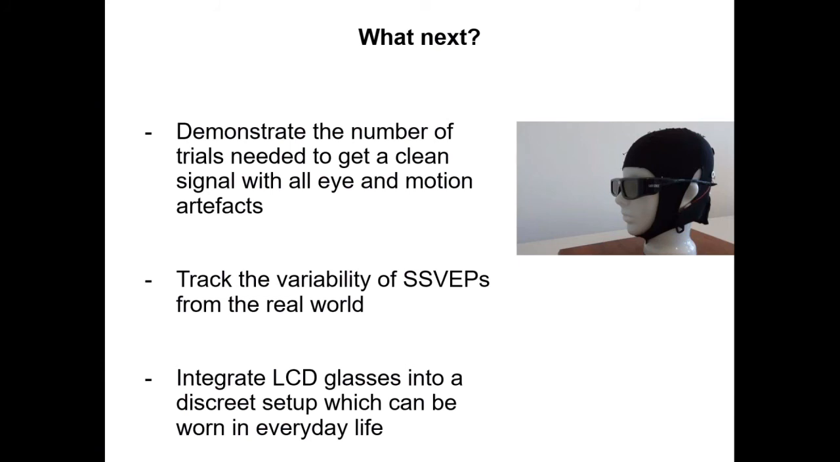So what's next? The eventual goal is to work towards a system which can be worn in everyday life. To do this, we need to demonstrate how many trials are needed to overcome the various types of artifacts that come with all types of eye and head movements, not just walking. Also, we need to track the variability of real-world scenes and investigate how much information can be extracted from this measure. And a long-term goal here is to make glasses which are a bit more like normal sunglasses, so people would be okay wearing them about their normal day, perhaps fitted over the top of normal eyeglasses.